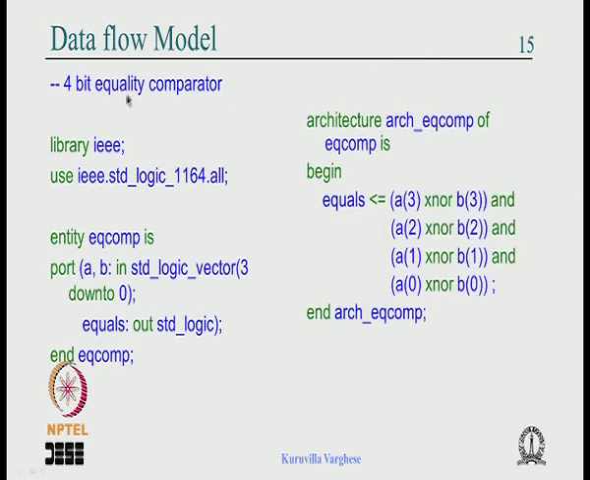So there is another way of describing the data flow model. Let us see that. The same thing, exactly the same 4-bit equality comparator. Now instead of using a when else statement, we are writing literally the equation using the logical operators. So we are writing equal gets, this is the same circuit we have described, 4 exclusive NOR gates for A3 B3, A2 B2, A1 B1, A0 B0, the outputs of which are ANDed together. So we are just writing A3 XNOR B3 and A2 XNOR B2 and A1 XNOR B1 and so on.